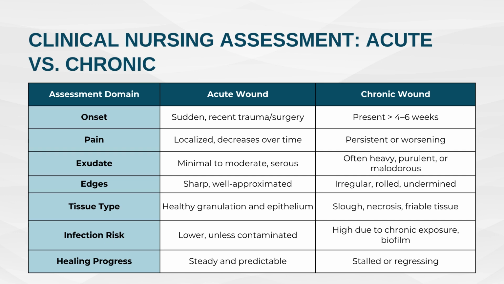Chronic wounds, on the other hand, have a longer history. Persisting more than 4 to 6 weeks, they may worsen over time. Look for persistent or increasing pain, purulent, foul-smelling exudate, rolled or undermined edges, slough, necrosis, or non-viable tissue. Infection signs like warmth, redness, swelling, or odor. Minimal healing progress, despite standard treatment. These distinctions are essential for care planning, referral decisions, and documentation. Knowing what to look for and what it means empowers you to act effectively.